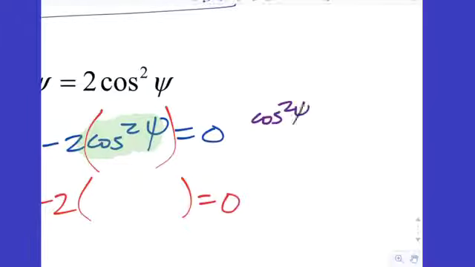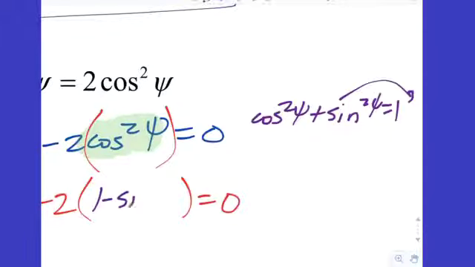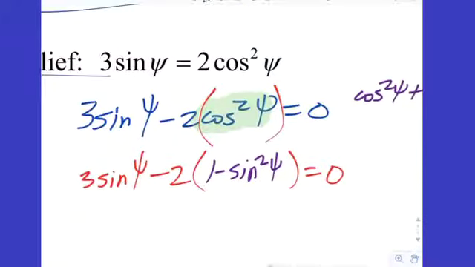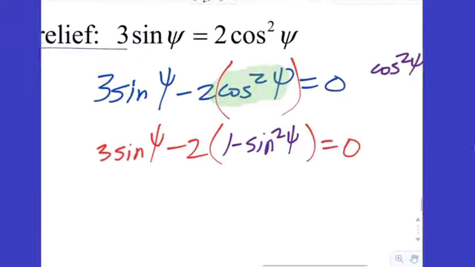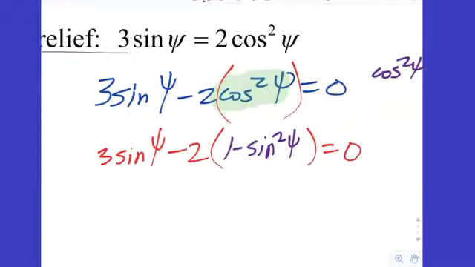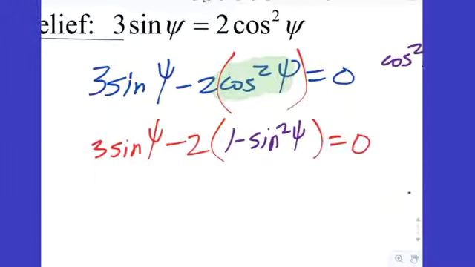Cosine squared plus sine squared is equal to 1. So cosine squared is 1 minus sine squared. All right, I've warned y'all several times. If you're interested in learning or getting a good grade, whatever your motivation is, you better memorize your identities over the weekend if you don't know them by heart, because it's about to get real, and by real I mean real fun. Okay, so once you do the substitution, then what?